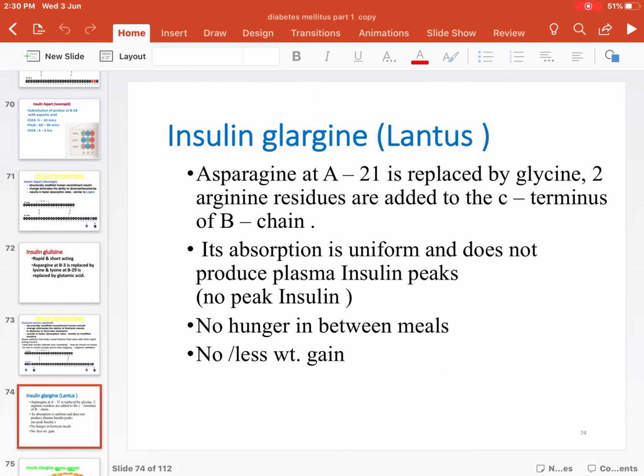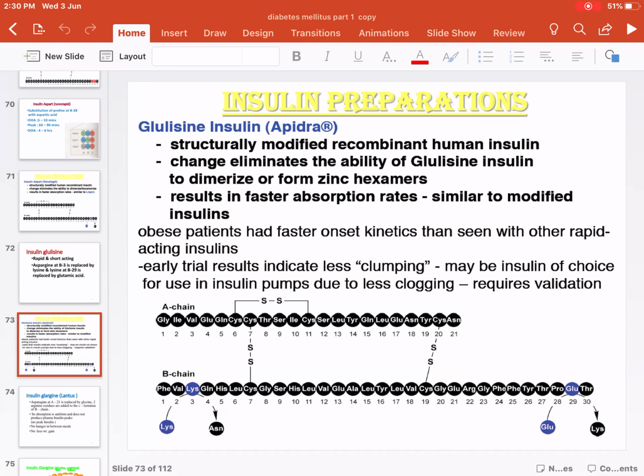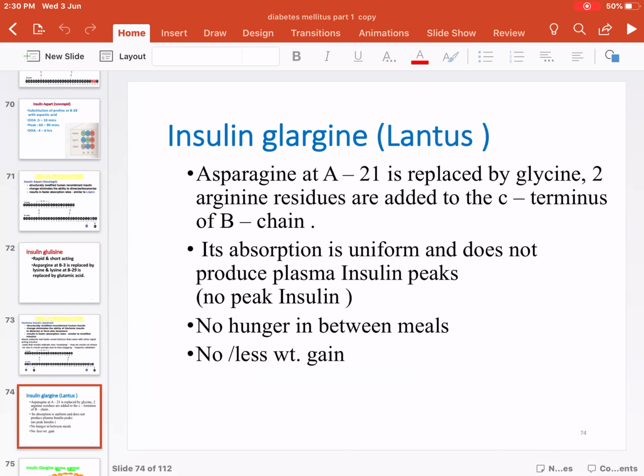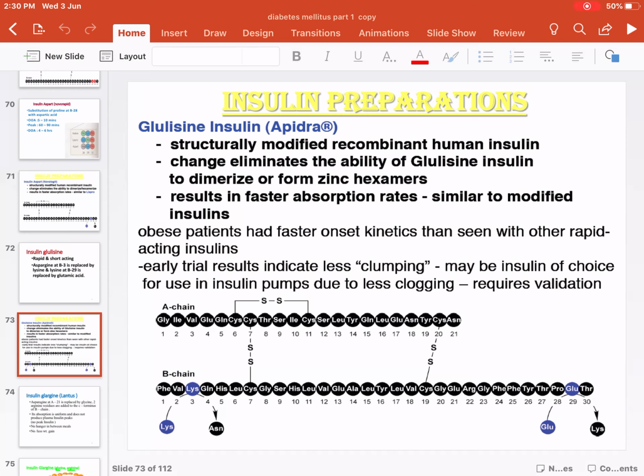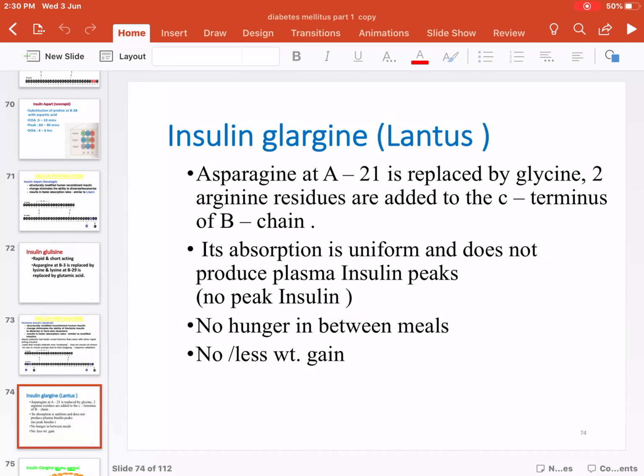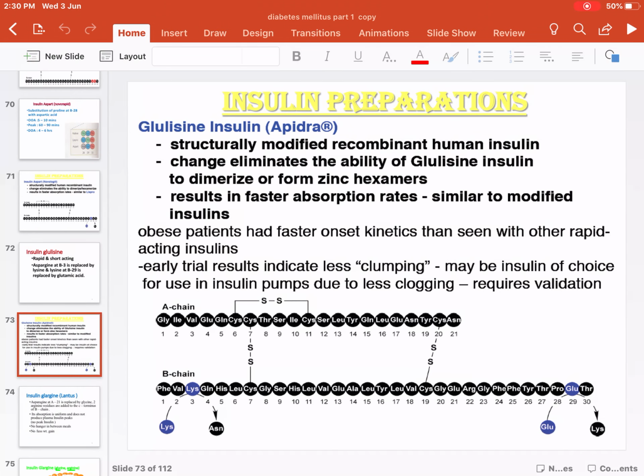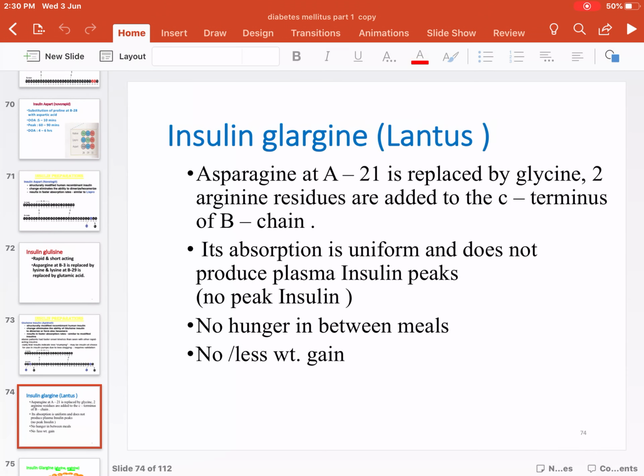Coming back to the longer-acting insulin preparations or insulin analogues. These are structurally modified, where you can see at the B chain position 3, it is changed with lysine, and at the 29th position, you can see here at 29th, this is glulisine.